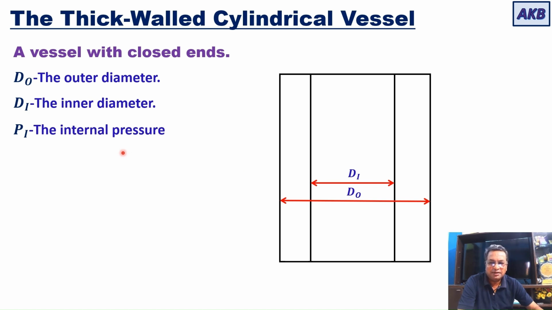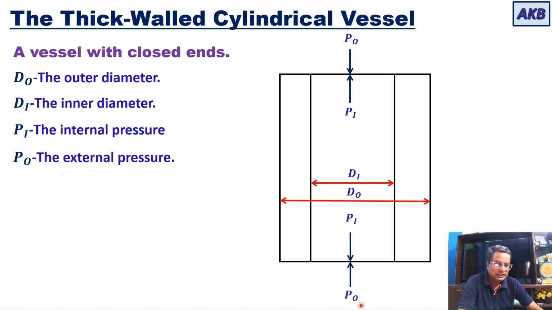And then PI, let PI be the internal pressure that is acting. And over here, we are considering pressure acting on the ends of the vessel. So one pressure acting on the top end and pressure acting on the bottom end. Then we will also consider PO, the external pressure. So one external pressure acting on the top end of the vessel, and external pressure acting on the bottom end of the vessel.